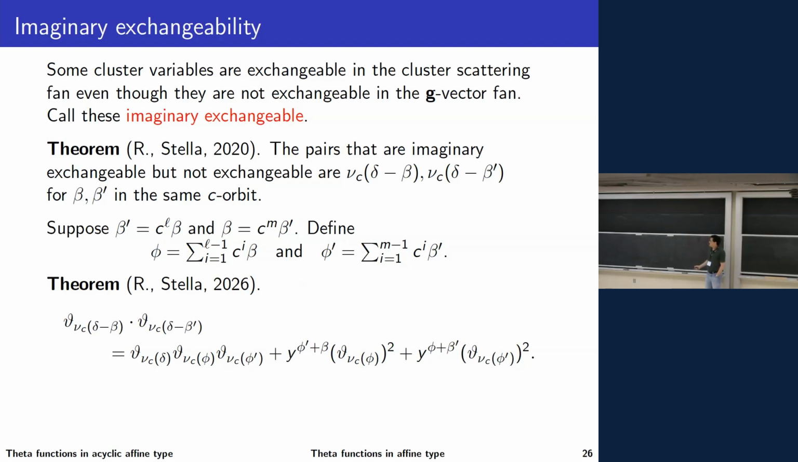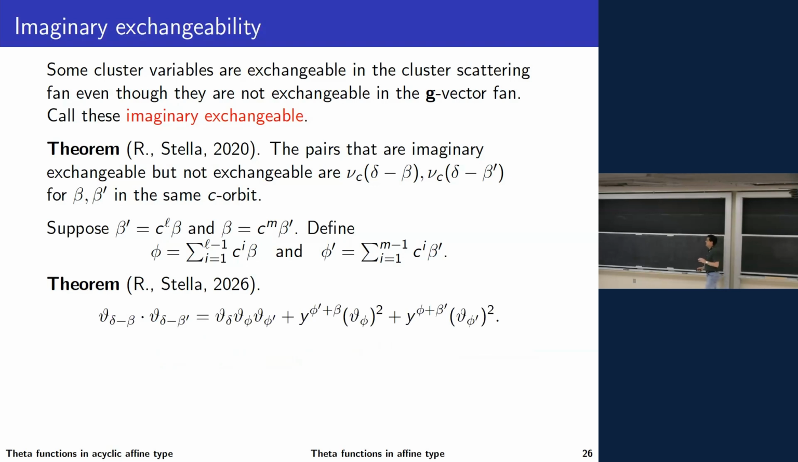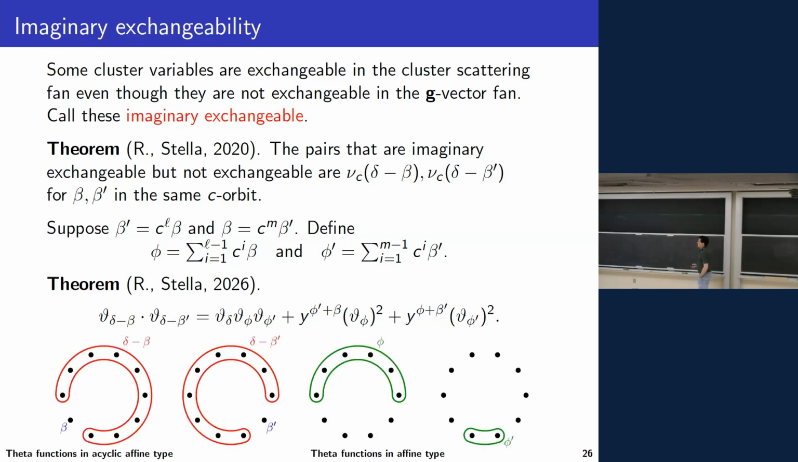The point is, if I multiply these two, this is like an exchange relation. If I have two exchangeable cluster variables, I multiply them together, they're equal to some sum of things. That's what an exchange relation is. Well, if I multiply these two exchangeable theta functions together, I get this thing. Let's get rid of the u sub c. Delta's here. So this is like delta minus beta. Beta is one of those extreme points on the imaginary wall, and delta minus beta prime is the other. That's the condition that beta and beta prime have to be in the same C orbit, but then this delta minus beta and this delta minus beta prime will be exchangeable. If I multiply them together, I get something. Let's look at it in the picture.